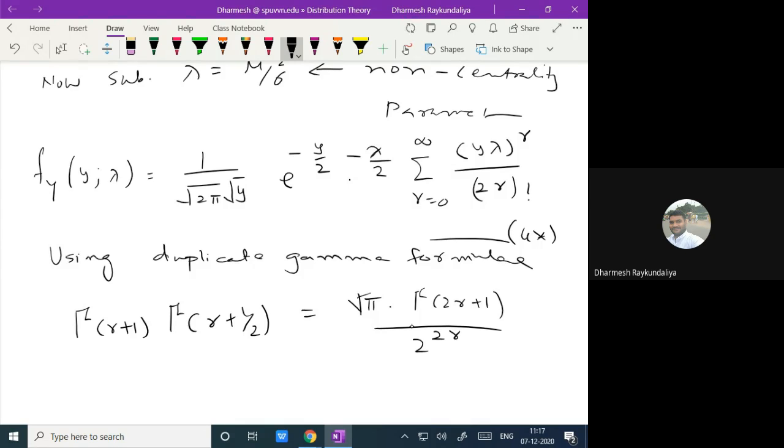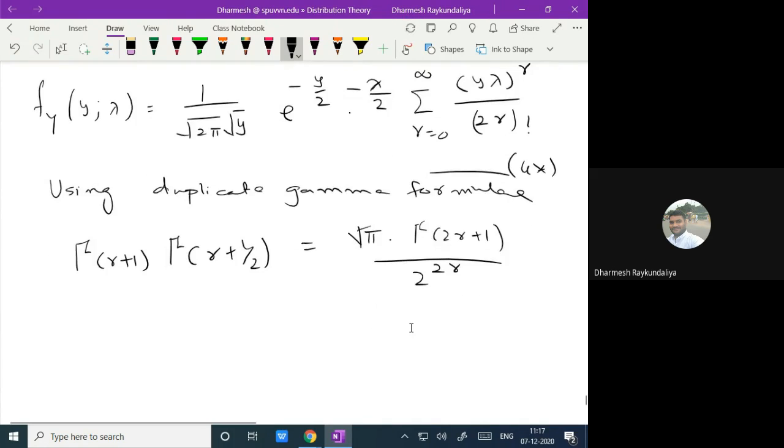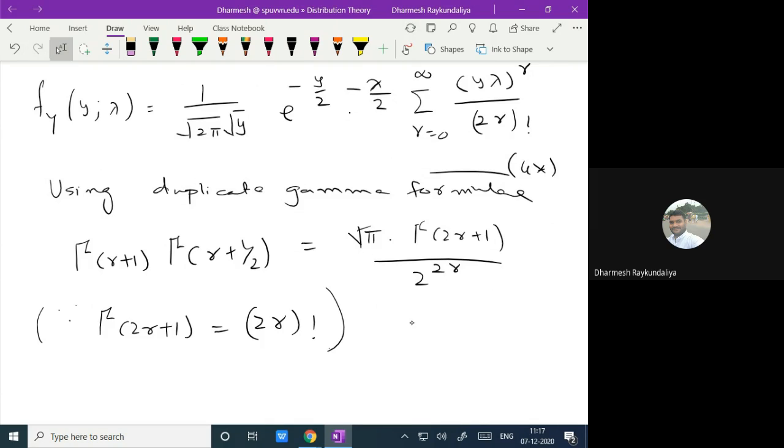Here we have been given the 2r factorial. So what is the 2r factorial? Gamma 2r plus 1 is nothing but 2r factorial, because we know that gamma n plus 1 is nothing but n factorial. So here, 2r plus 1 gamma is equal to 2r factorial. So just substitute: the 2r factorial is nothing but gamma 2r plus 1.